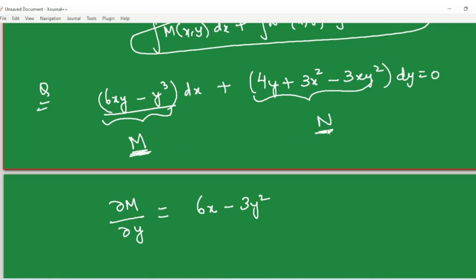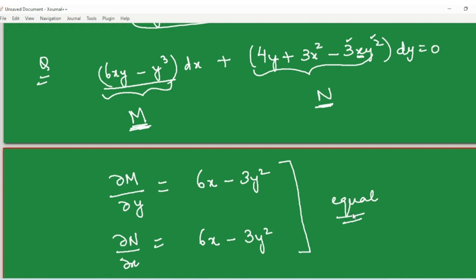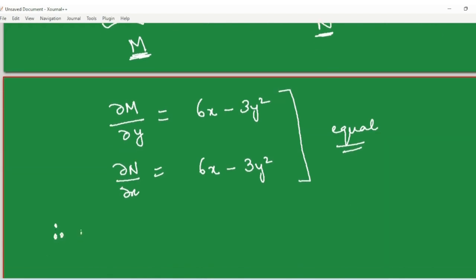Let's take the partial derivative of n with respect to x. Now when we do n with respect to x, then y is like a constant. So this term is like a constant and the derivative of a constant is 0. Derivative of 3x square with respect to x is 6x, and derivative of minus 3xy square with respect to x, treating everything else as a constant, everything else involving y or a pure constant is a constant. So it's like minus 3y square, and that gives me the equality of partial derivatives, and hence my equation is exact. Therefore the given equation is exact.